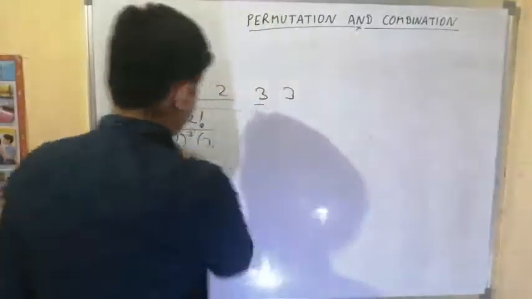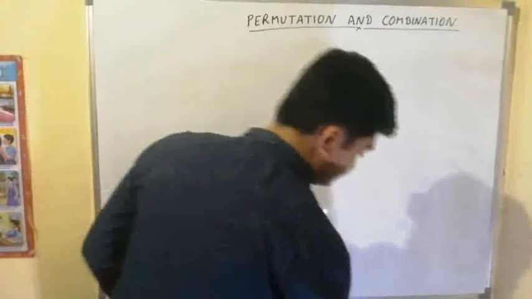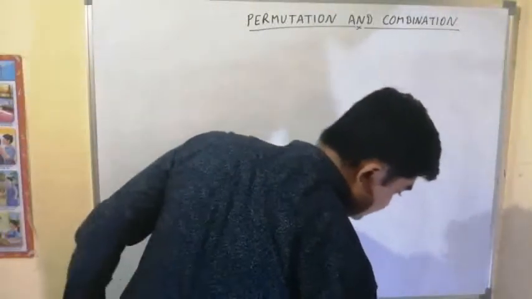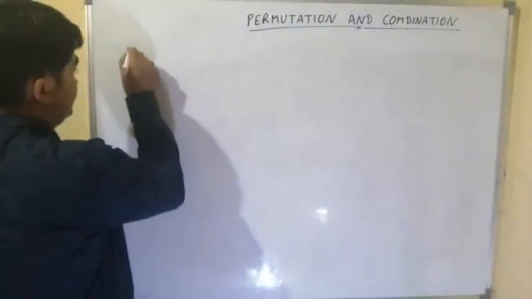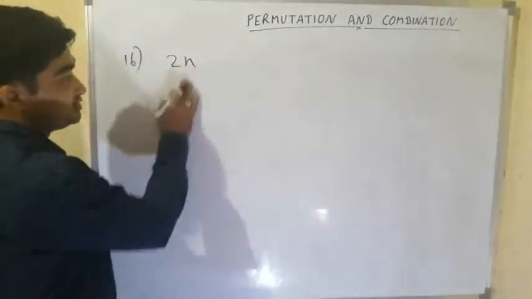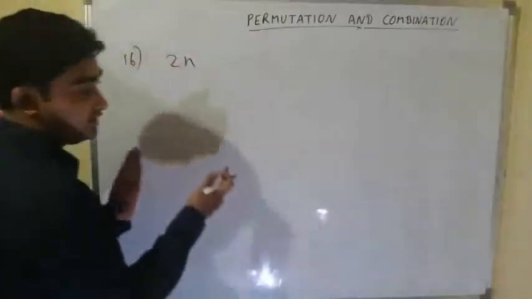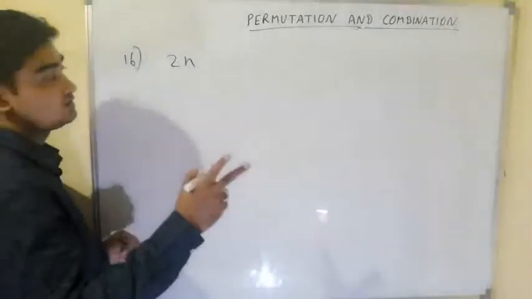This problem says that the total number of ways in which 2n persons can be divided in n couples is. So what they are asking is, there are 2n individuals and we have to make n couples. N couples means we have to divide in n groups, each group containing 2 persons.